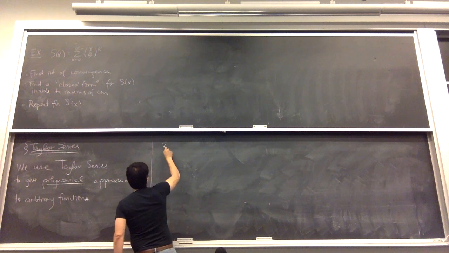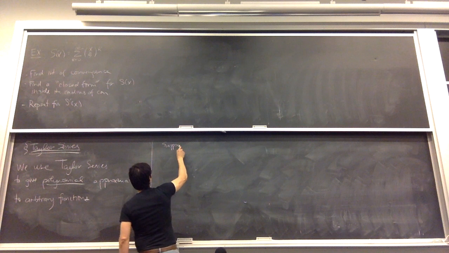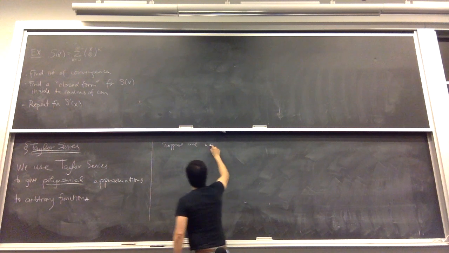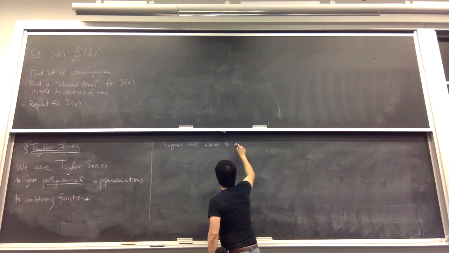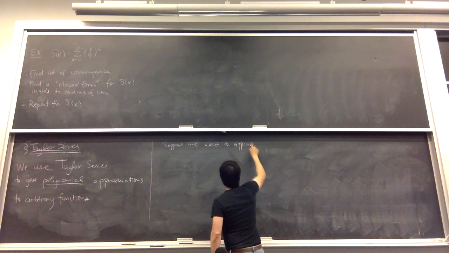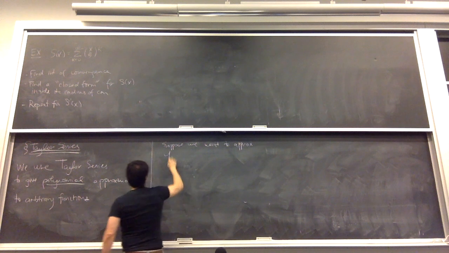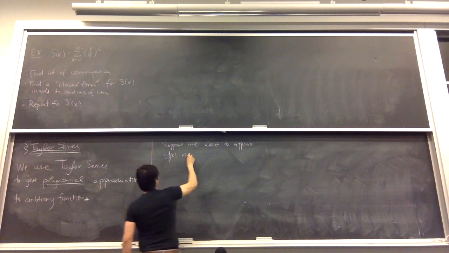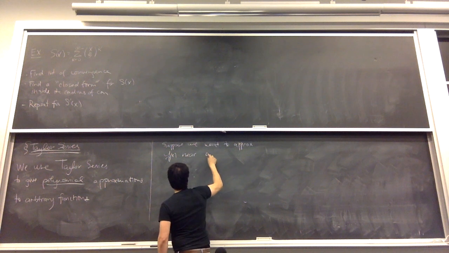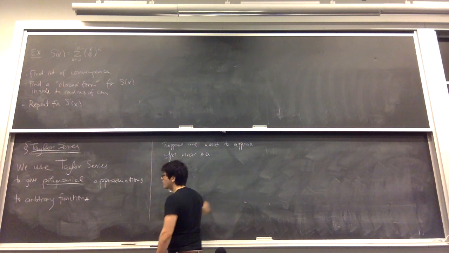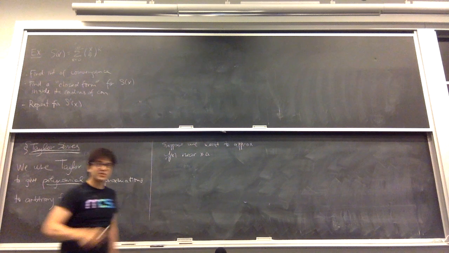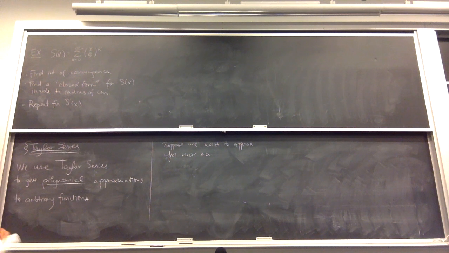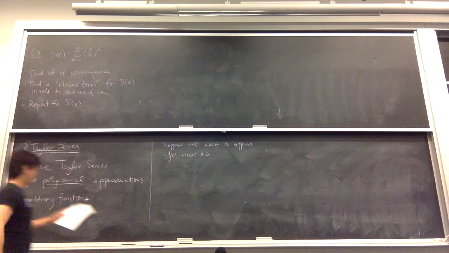Okay, so suppose we want to approximate f of x near a, or x equals a, right? Near a center. These approximations aren't going to be good everywhere. It's asking for too much, but they will be good locally. So how do we do this?